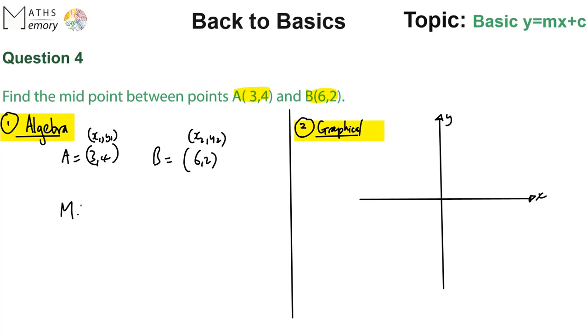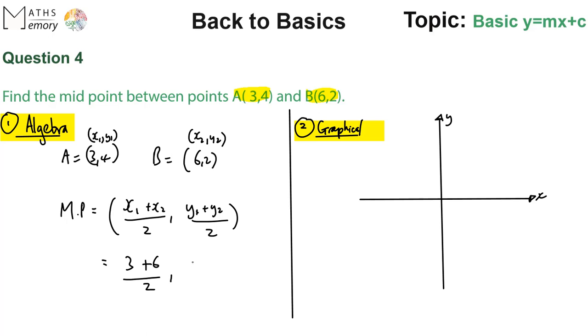Now the midpoint is defined by this formula over here, x1 plus x2 all over 2, comma, y1 plus y2 all over 2. Simply plug these in, it's quite simple. So x1 over here is 3 plus 6 all over 2, comma y1 is 4 plus 2 all over 2. This is in one go. 3 plus 6 is 9. 9 divided by 2 is 4.5. 4 plus 2 is 6. 6 divided by 2 is 3. So those are your midpoints over here. So very, very simple to do that.